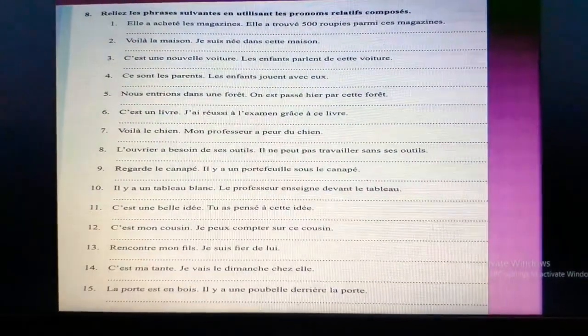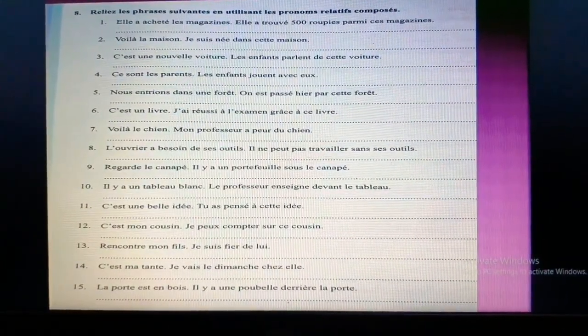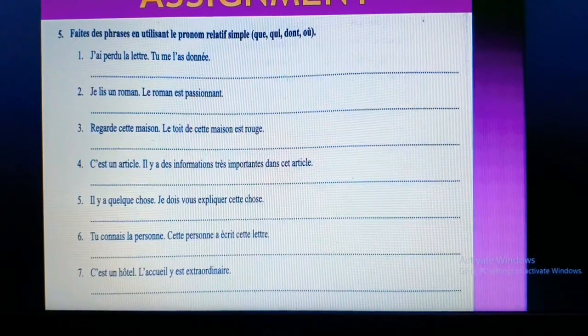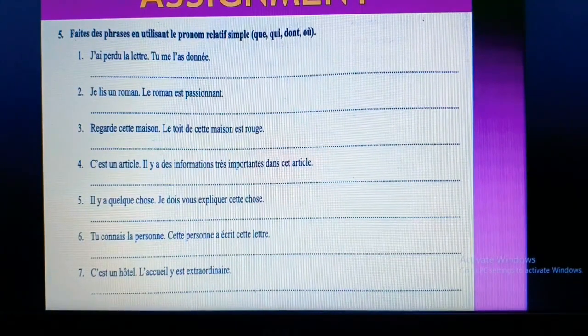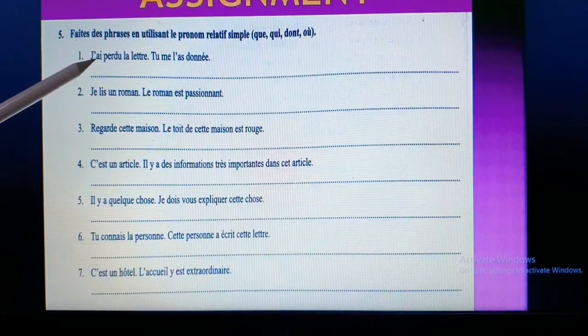So now, yesterday's answers, the assignment which I gave you, let us see how to do that. The assignment from yesterday was: faites les phrases en utilisant le pronom relatif simple. That means qui, que, où, dont. We have to replace it by qui, que, où, dont. So the first one, j'ai perdu la lettre. Tu me l'as donnée.